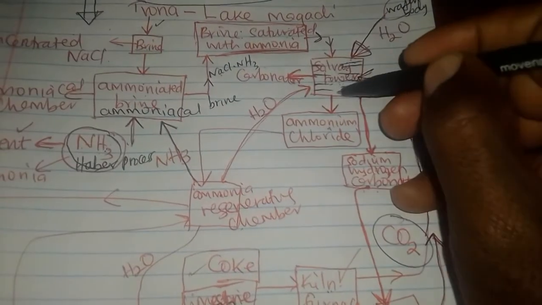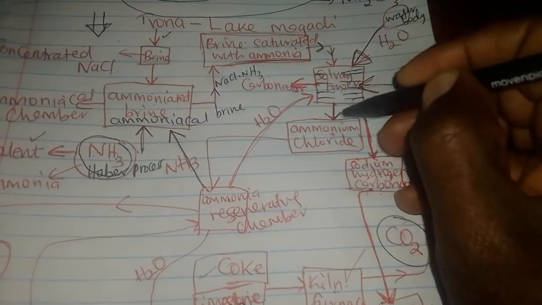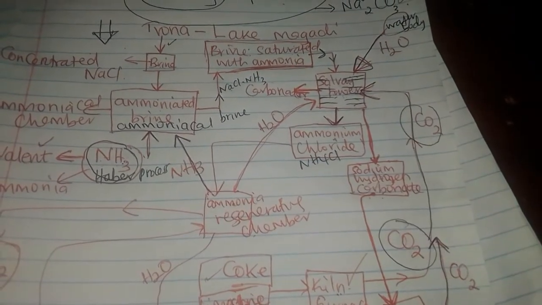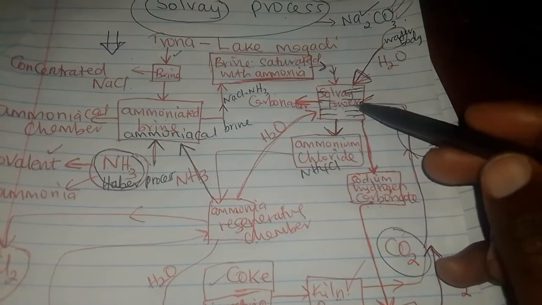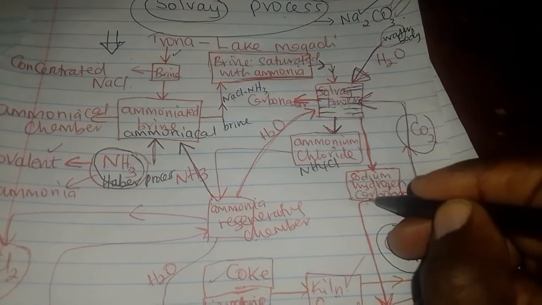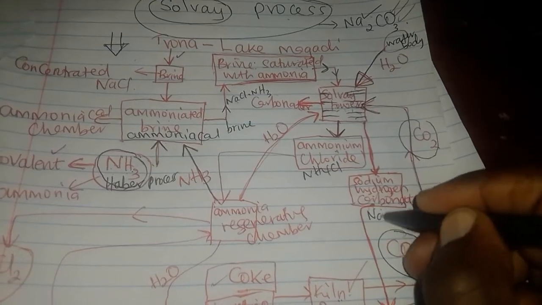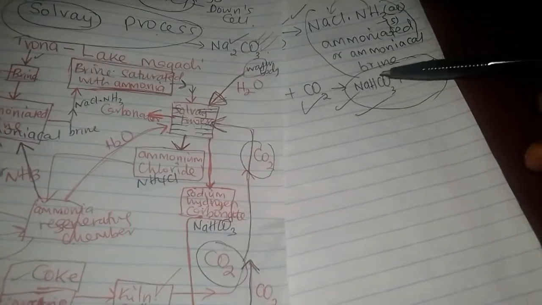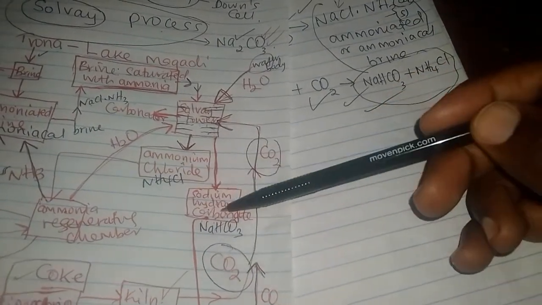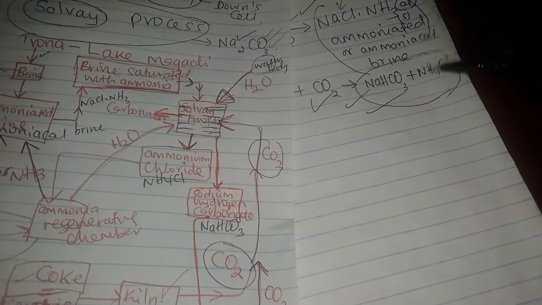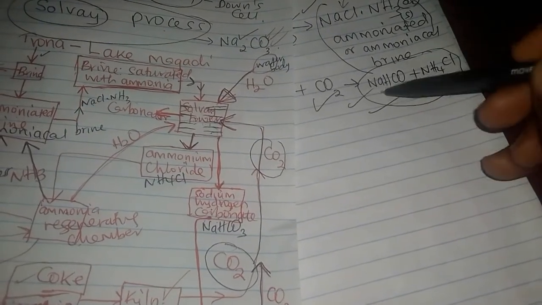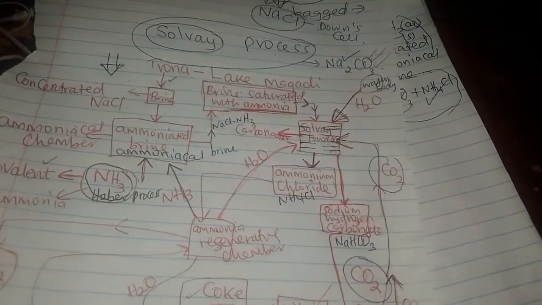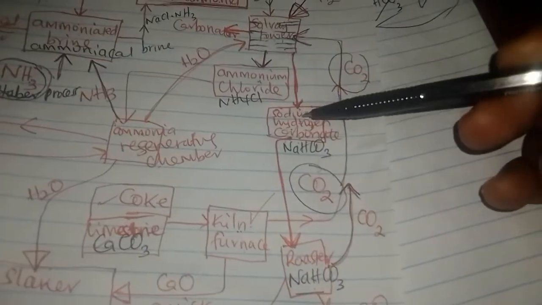Now if you look at this, you'll realize that 2 things are coming out of this. We have ammonium chloride, that is NH4Cl. Then what else also comes out of the carbonator or the Solvay tower? The sodium hydrogen carbonate. Those are the products I've shown you here. So ammonium chloride and sodium hydrogen carbonate as the 2 main products.